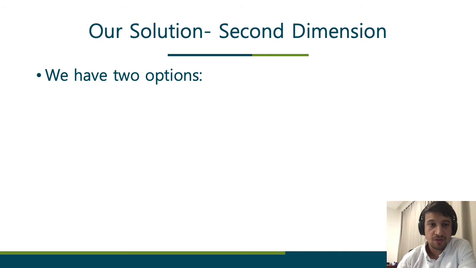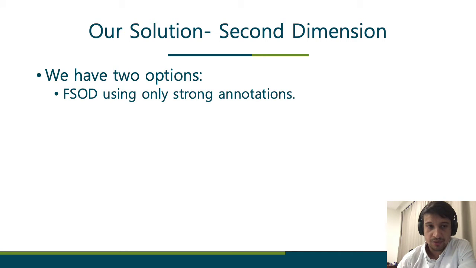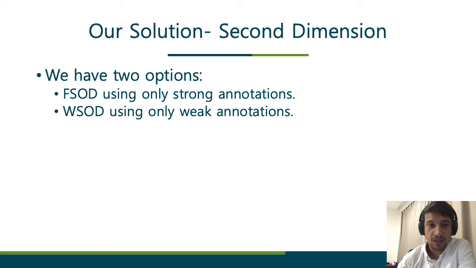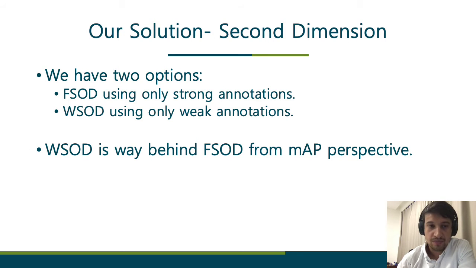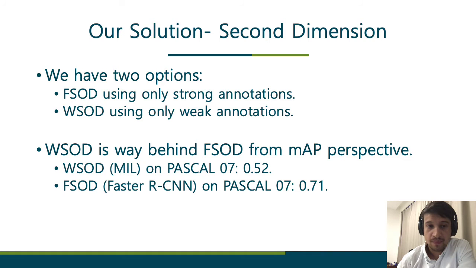For the second dimension, we have one of two options. Fully supervised object detection, which uses only strong annotations. Weakly supervised object detection, which uses only weak annotations. Usually, weakly supervised object detection is way behind fully supervised from the mAP perspective.